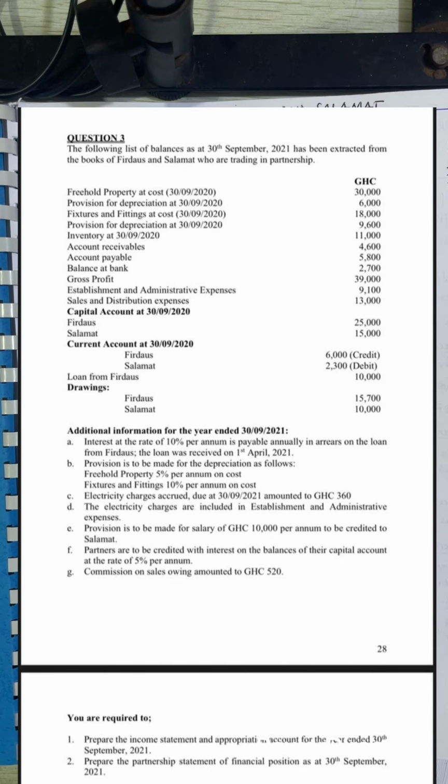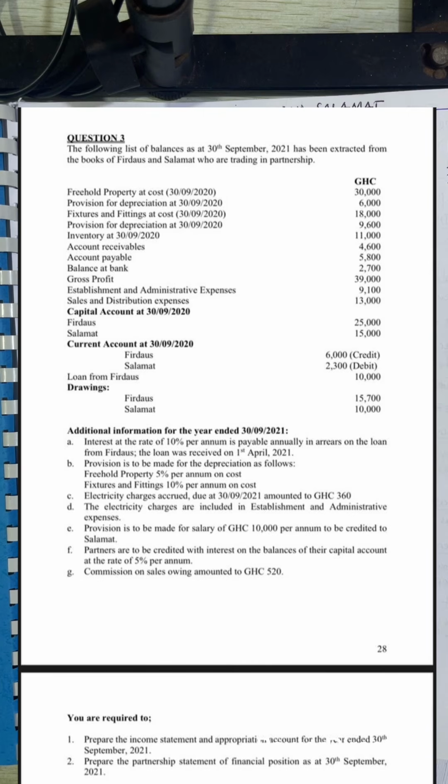B, we have provisions to be made for the depreciation as follows. Freehold property, 5%, fixtures, 10%. They are all on cost. That means that this calls for the preparation of non-current assets schedule. We have electricity charges accrued due at 30th September 2021 amounted to 360. So they were owing electricity charges at the end of the year. And the electricity charges are included in establishment and administrative expenses.